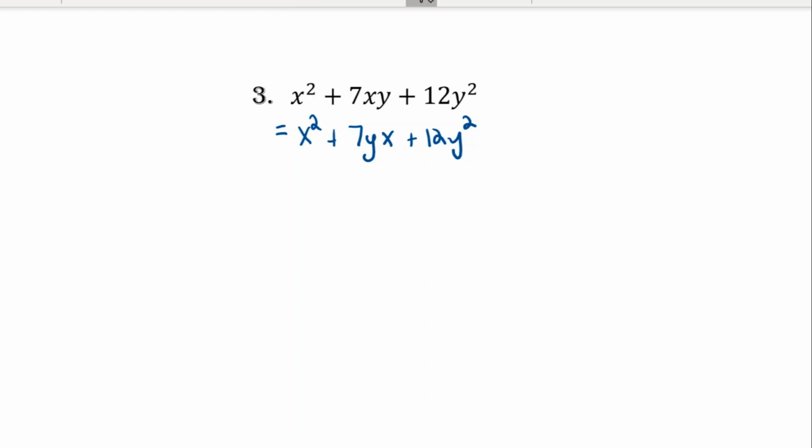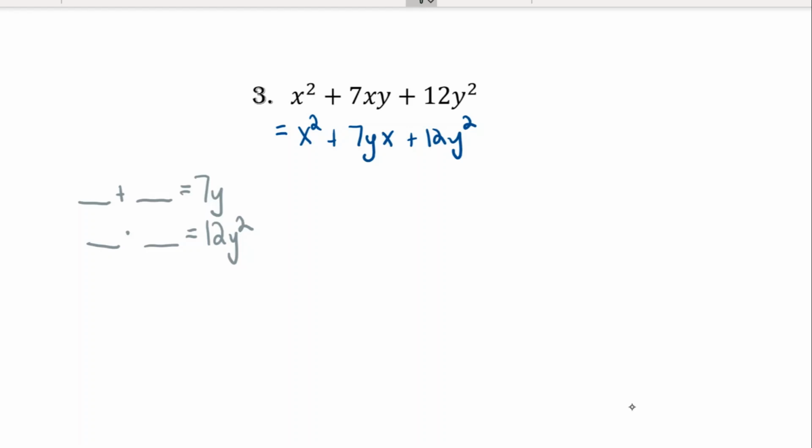So as before, we want to add up to be what's in the middle. In this case, we've got this 7y in the middle, not just a 7. So we got to put 7y right here. And then we need to multiply to be the last thing. Here we just don't have 12, we have 12y squared, so we need to write that in there. So now we need 2 numbers that are going to add up to be 7y and multiply together to be 12y squared.